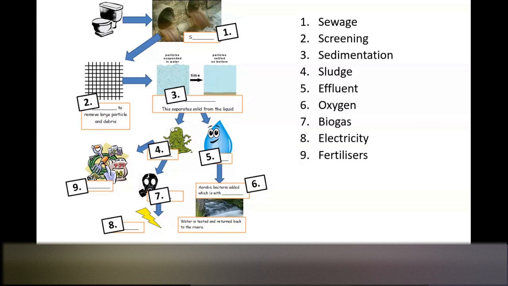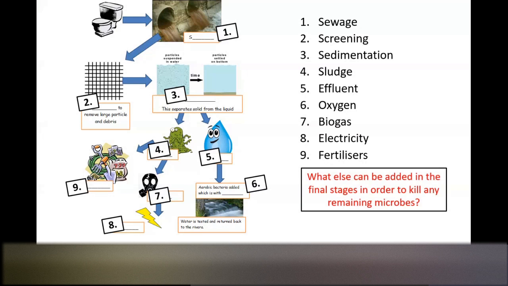So this whole process, you have to know it, and you cannot confuse it with the process for obtaining potable water. If they ask you about potable water, you can't be talking about sludge. And if they ask you about treating wastewater and sewage, you must talk about sludge. You must talk about anaerobic, aerobic effluent. Okay, so we've come to the end of that now.